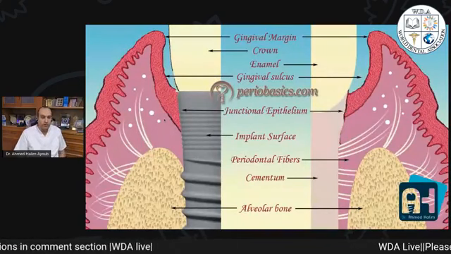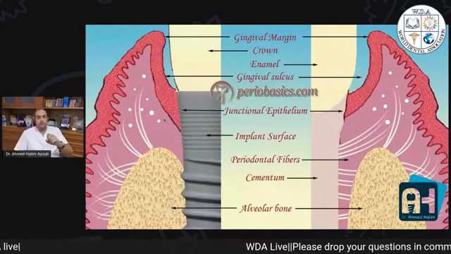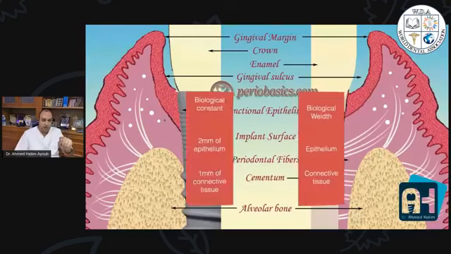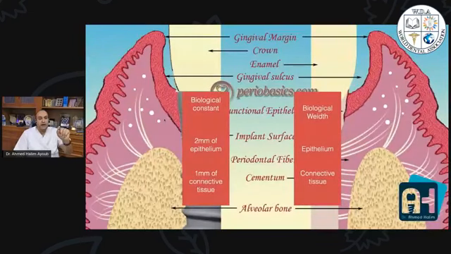We know that around the tooth we have something called biological width. And also around the dental implant we have biological width, or we can call it biological constant. Around the tooth, it is epithelial and connective tissue. But the biological constant around your dental implant has to be about 3 millimeters of soft tissue, which is 2 millimeters of epithelium and 1 millimeter of connective tissue. So please remember, you need 3 millimeters of soft tissue around your dental implant.